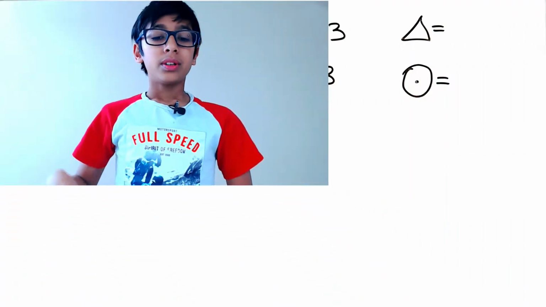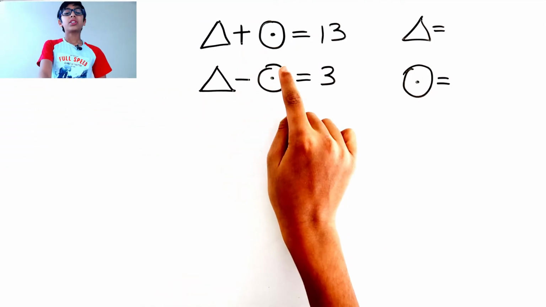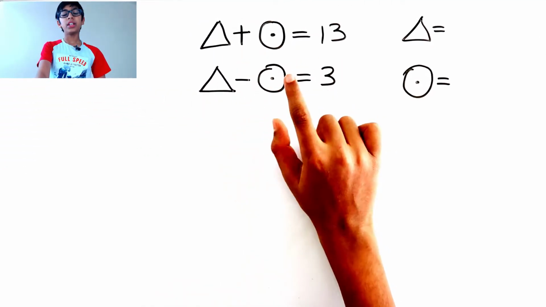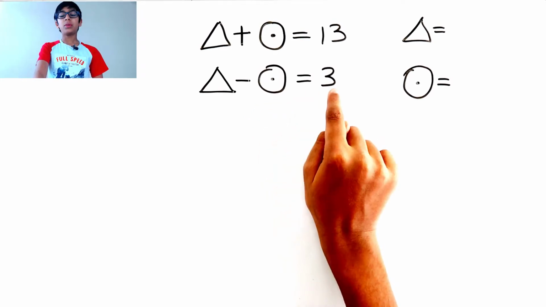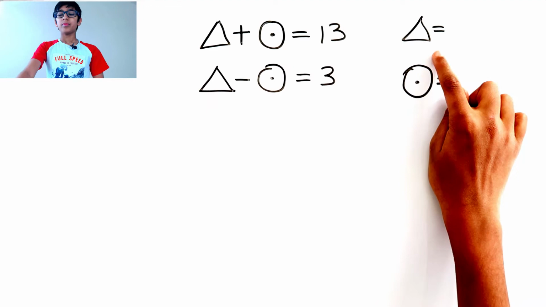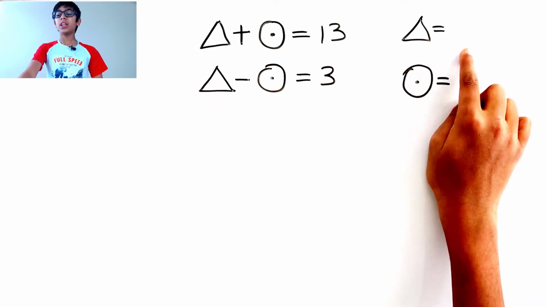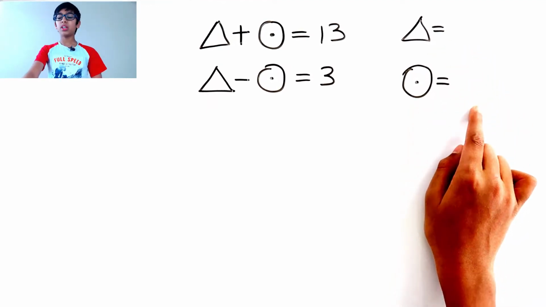Hi guys, in this video let's do an algebra problem. The problem is: triangle plus circle equals 13. Triangle minus circle equals 3. What does triangle equal to and what does circle equal to?